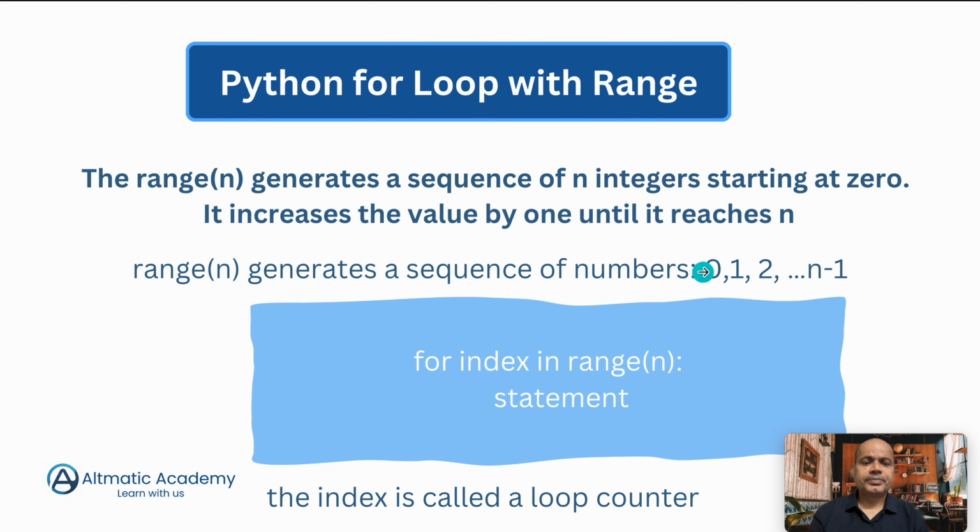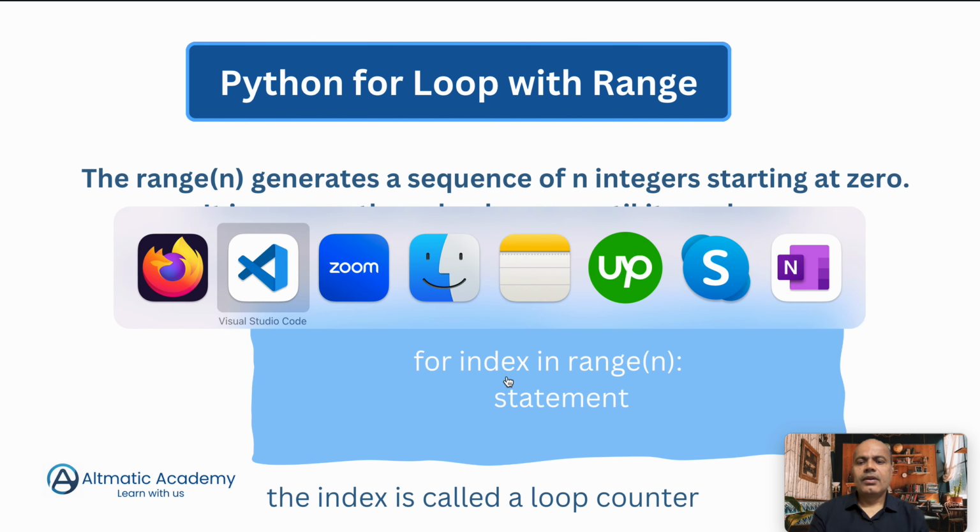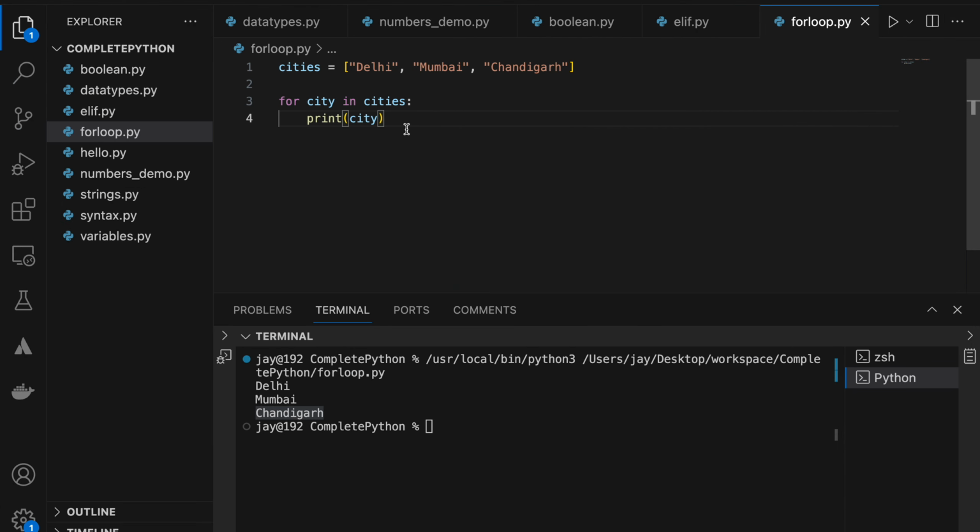Suppose the value of n is 5, so the output will be 0, 1, 2, 3, 4. Here, if you see, for index in range(n), then we have to put some statement on what we will do while running this for loop. Here index is the loop counter, right? So let us see this with a practical example.